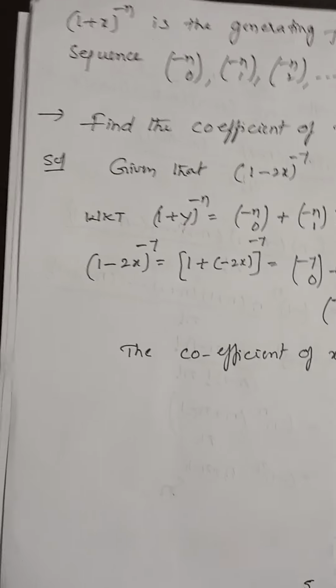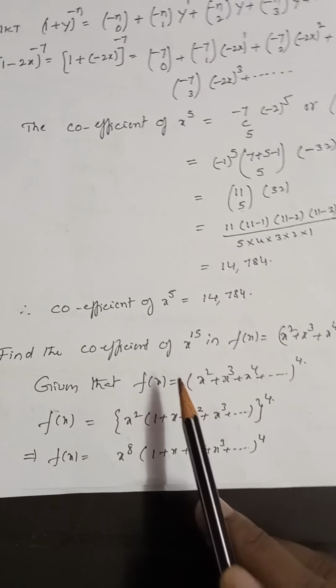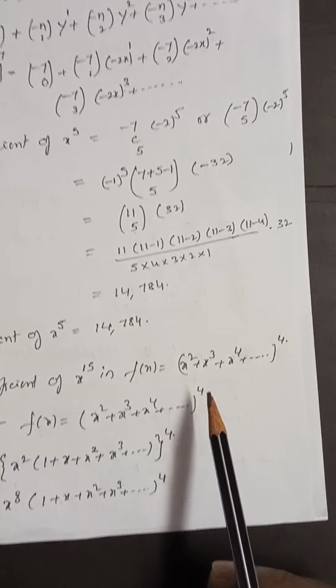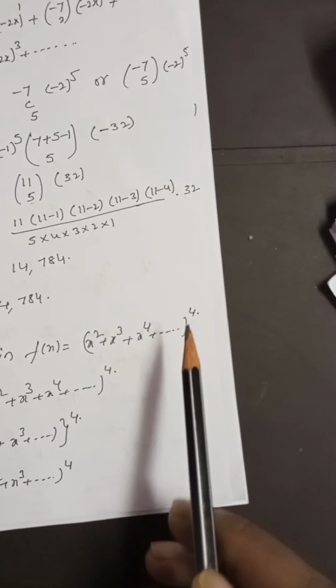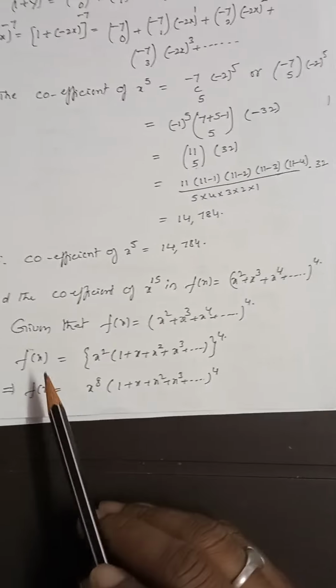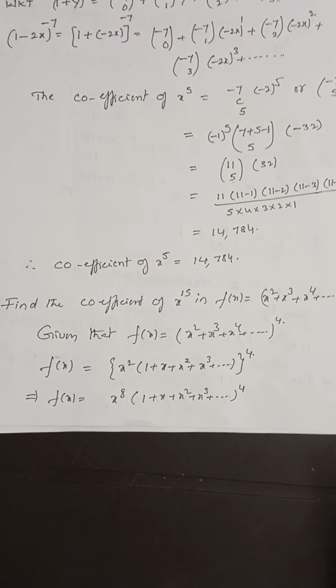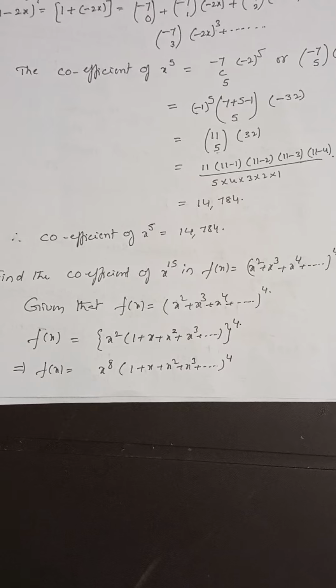Now next problem is: find the coefficient of x power 15 in f of x is equal to (x square plus x cube plus x power 4 and so on) whole to the power of 4. Now here given that f of x is equal to (x square plus x cube plus x power 4 and so on) whole to the power of 4.